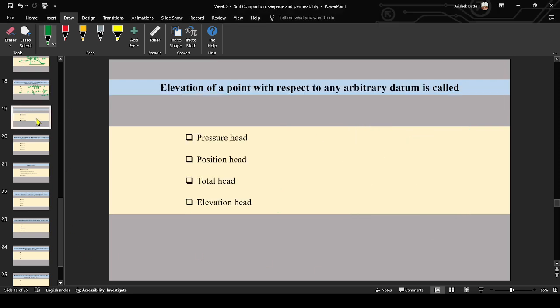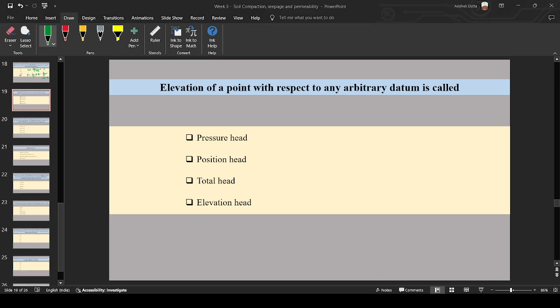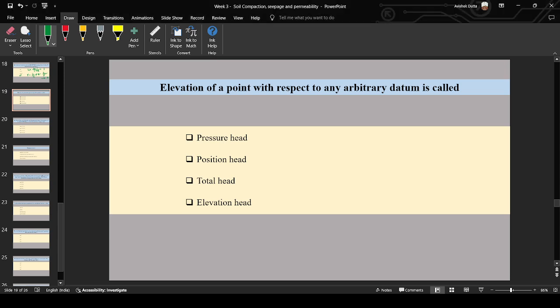Next question. Elevation of a point with respect to any arbitrary datum is called. Any answer? This question has two answers. Since I'm talking about the datum and the elevation, it is called position head and also called elevation head. So the summation of position head or elevation head, pressure head and velocity head gives a total head.